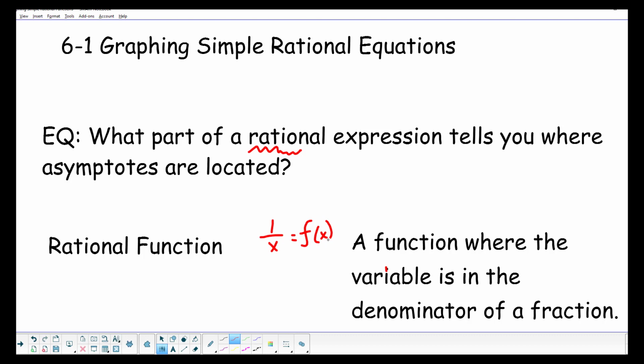Okay? Now, the other part of this question that might seem a little weird is this word asymptotes. And I get that. Yeah, we haven't heard of that. It's a funny sounding word, asymptotes. Let's go ahead and find out what those are by actually graphing a rational equation.